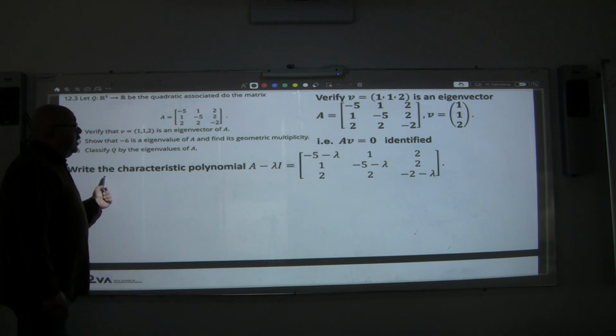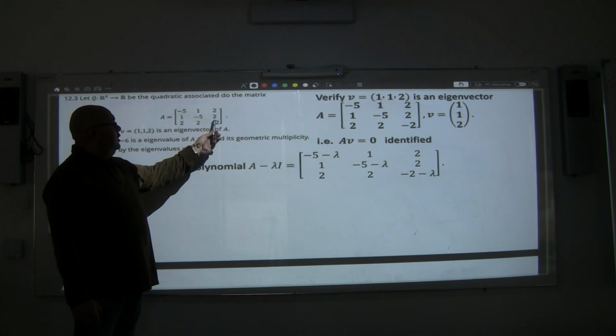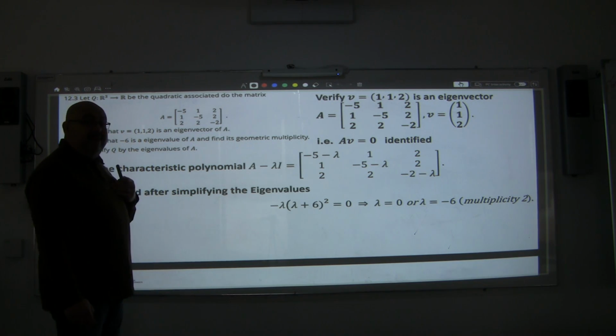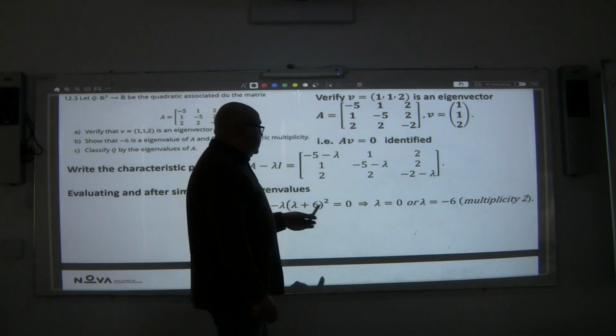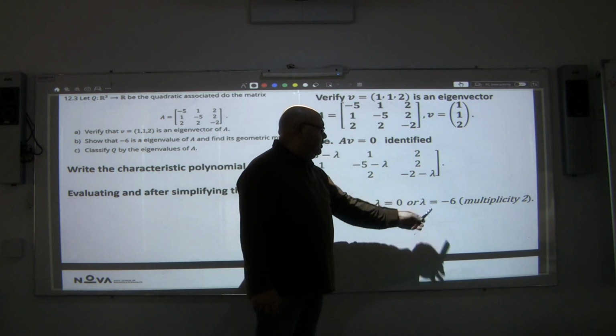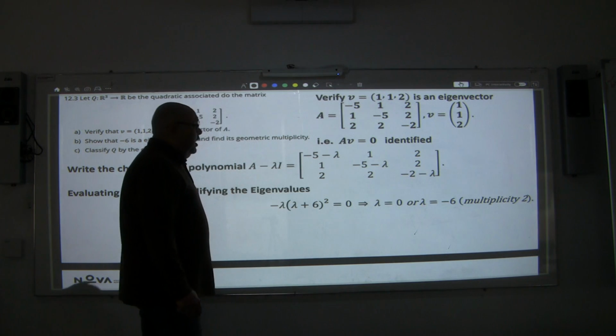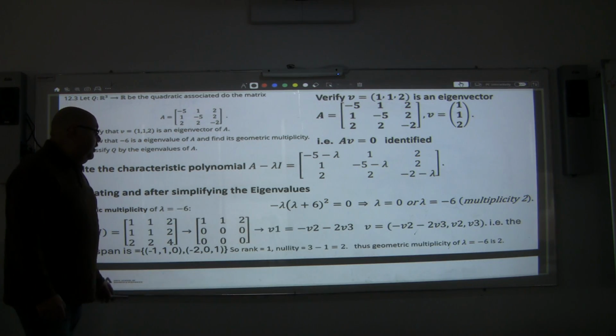Okay, write the characteristic equation. I will subtract lambda from all the diagonal elements. I will simplify it. Now I have the values of lambda, which are lambda equal to 0 or lambda equal to negative 6 with multiplicity equal to 2, so it's a repeated one. And we will have a semi-definite case.